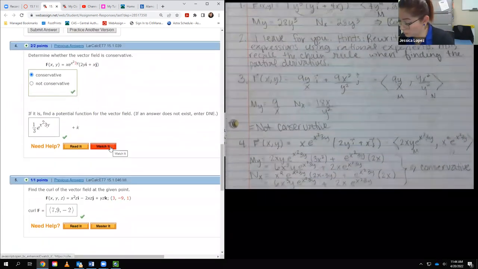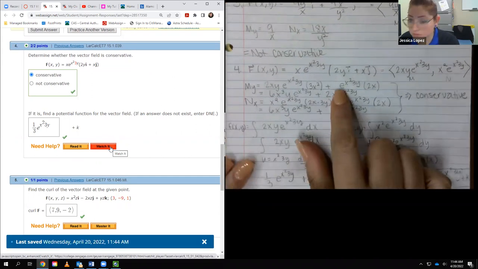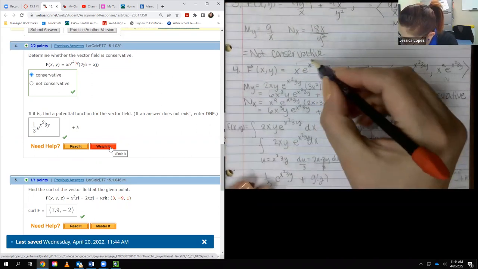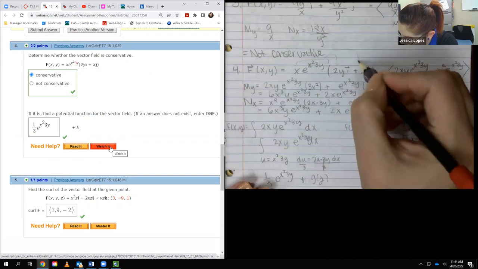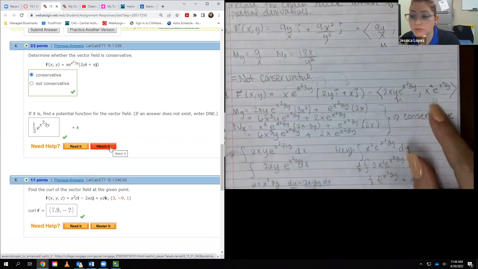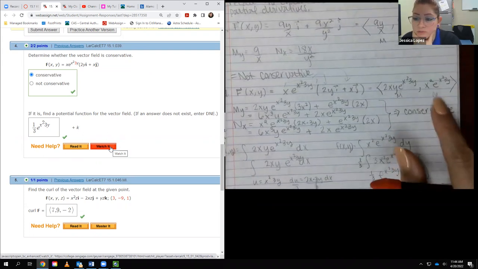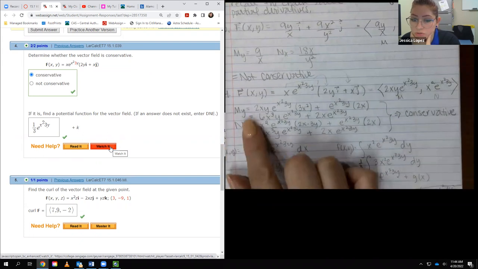Now, number 4 is a different vector field. So now we've got this vector field. And again, I took this whole thing and I distributed and then wrote the I component here and the J component there without the I vector and the J vector, right? This one's called M, this one's called N. So I took the derivative of M with respect to Y.